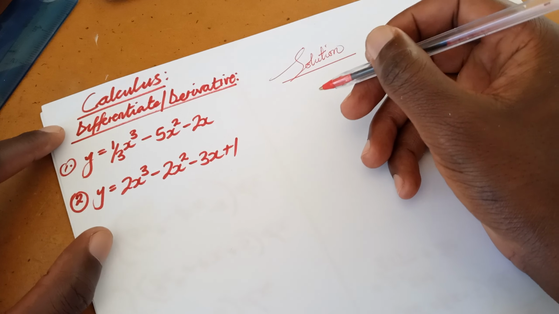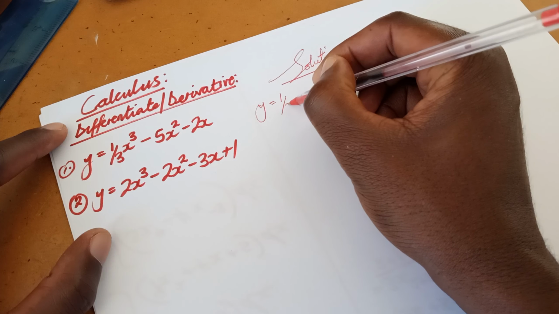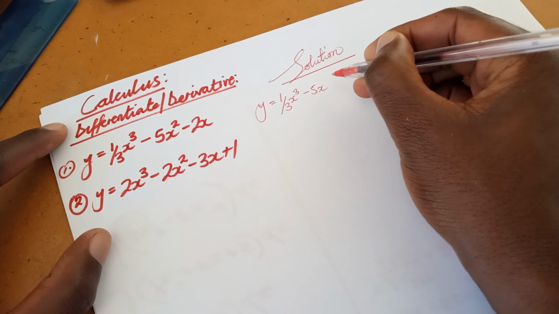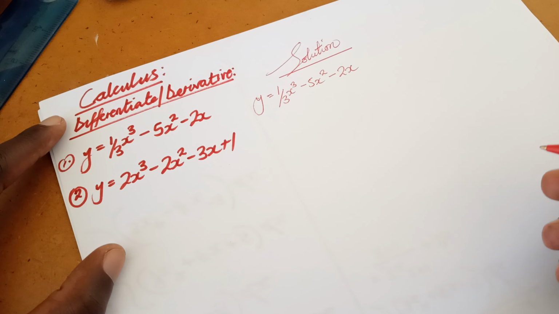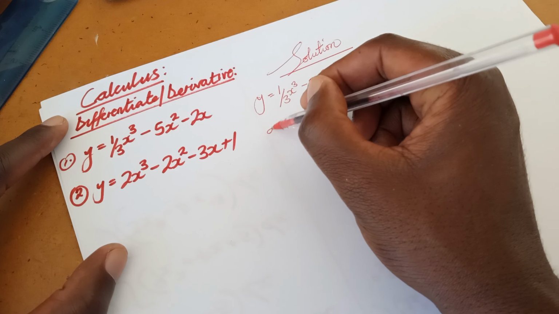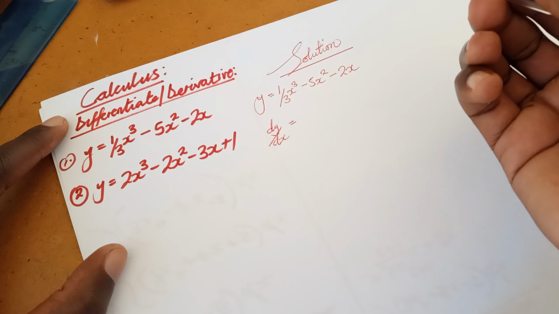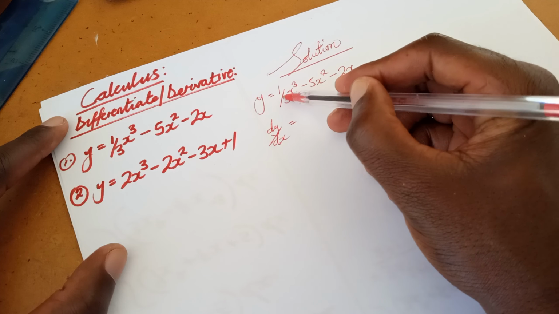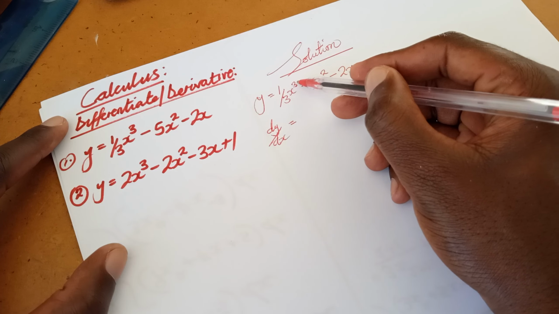Okay, so number one says, can you differentiate y is equal to 1 over 3 x to the power of 3, minus 5x squared, minus 2x. Now when you're differentiating, you're finding dy/dx. So you say dy/dx is equal to, so what we do here, the power we multiply by the number. So power times number, and then to the power you subtract 1.